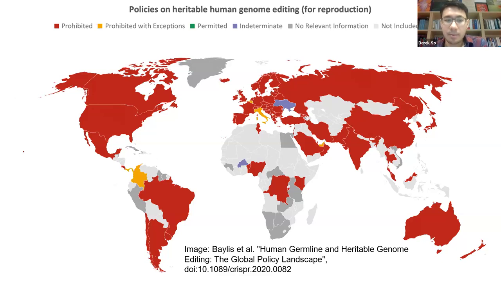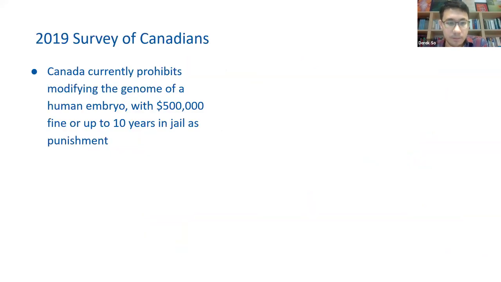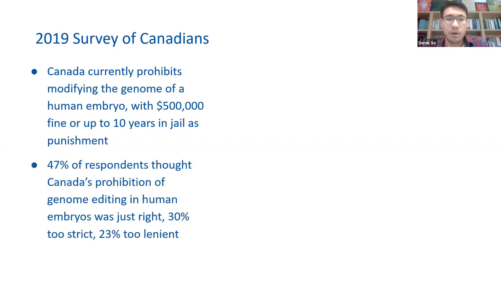As you can see from this map, most countries prohibit these kinds of experiments now, including Canada. Canada's laws call for a $500,000 fine or 10 years in jail for genetically modifying an embryo. In a 2019 survey, most Canadians said that they agreed with this law. The survey also asked Canadians whether they thought genome editing with different goals would be acceptable or unacceptable, including the questions I asked you in the previous poll.